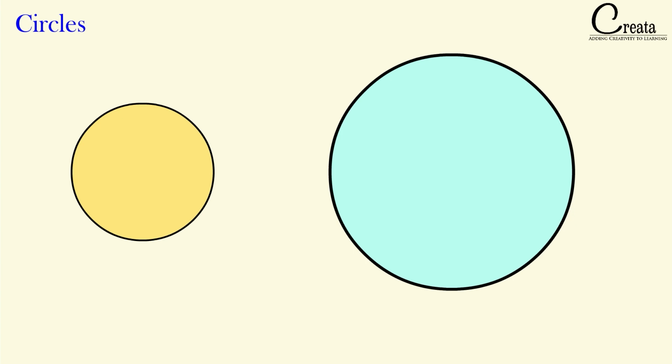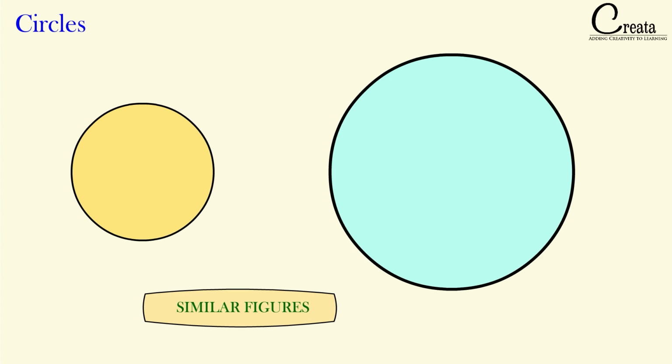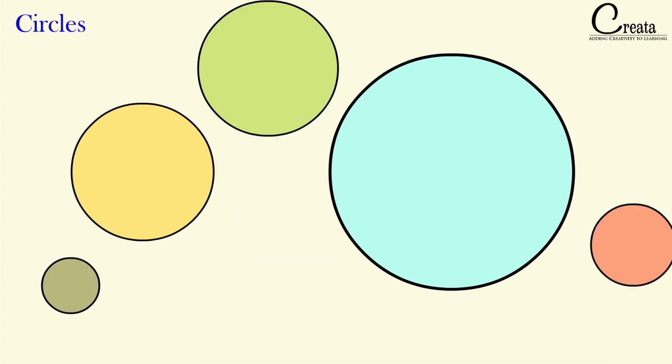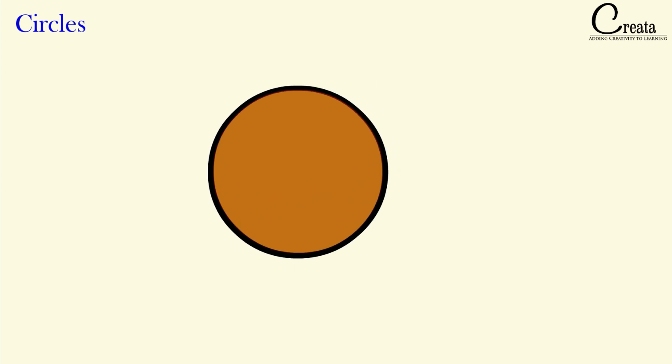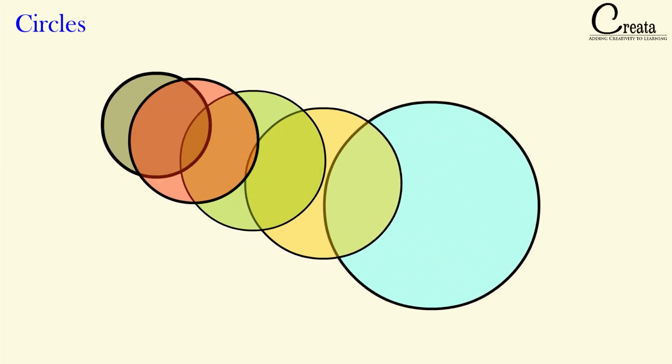Now can we say both are congruent? No, both are not congruent, but their shapes are the same. Got it? We have just increased the size. Their shape remains the same. It means both are similar circles. You can take any circles. You can either increase the radius or decrease the radius. All the circles are similar to each other.